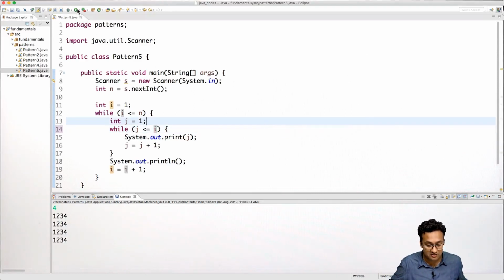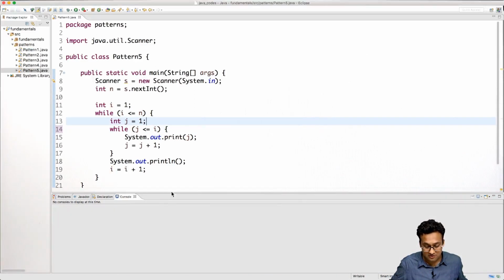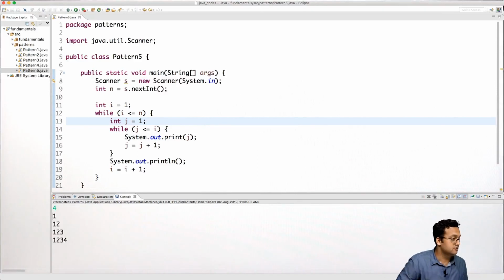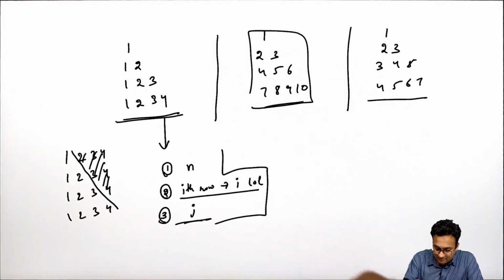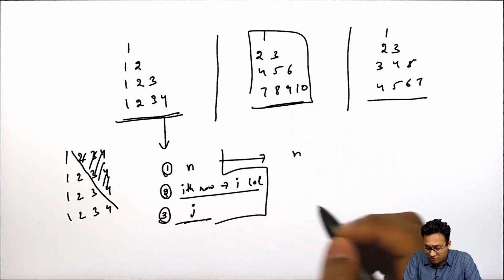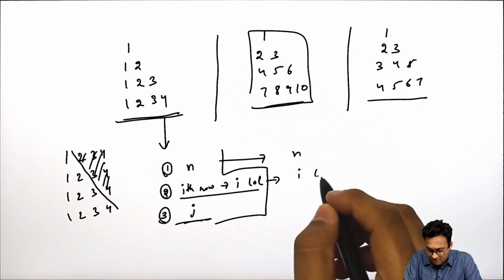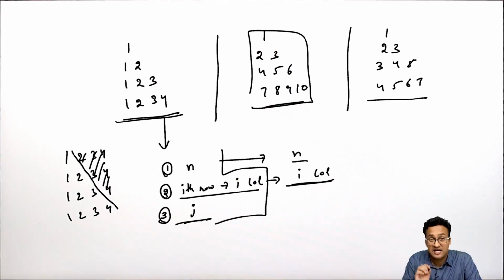Let's run this. Right, let's give it 4, and that's exactly what we wanted. So seems to work absolutely fine, right? Okay, now let's move to this pattern. I think this is same. N rows, ith row has i columns, right? So these two are exactly the same. What has changed? What we need to print.